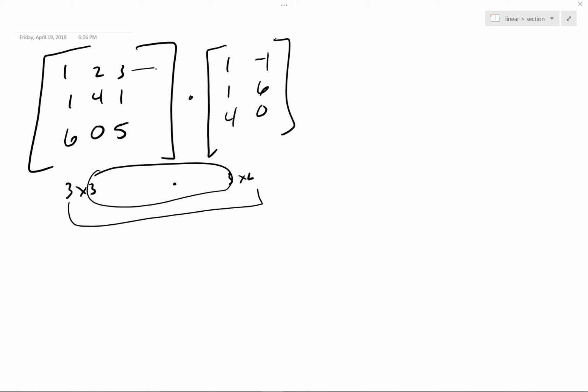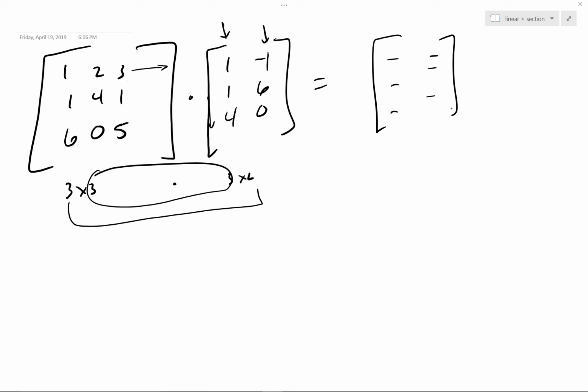So, top row times first column, that's that first dot product. Notice that the first column is going to be multiplied by 3 vectors here. So that means my answer in that first column will have 1, 2, 3 entries. And then I'm going to do it again for the second column, and there'll be 3 more entries for the second column. That's why we end up with a 3 by 2 matrix.